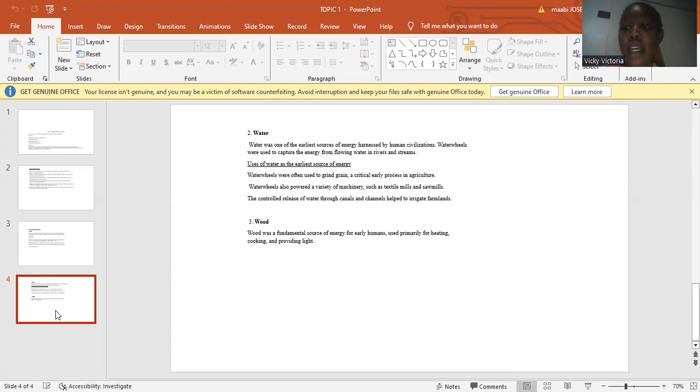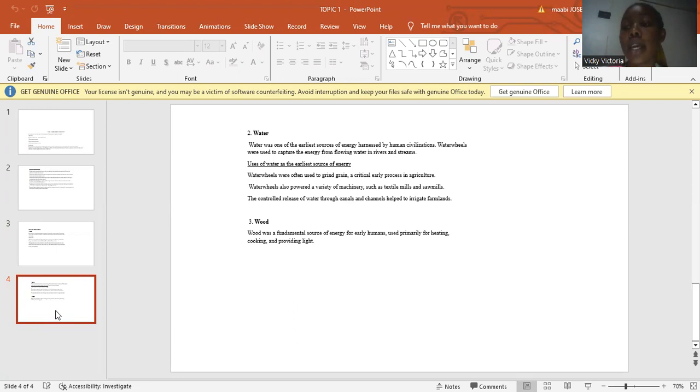Let's look at the uses of water as an early source of energy. It was used to grind grain, a critical early process in agriculture. Water also powered a variety of machines. It was used as a coolant. Even today it's used as a coolant in machines. It cools substances. Then the controlled release of water through canals and channels helped to irrigate farmlands.